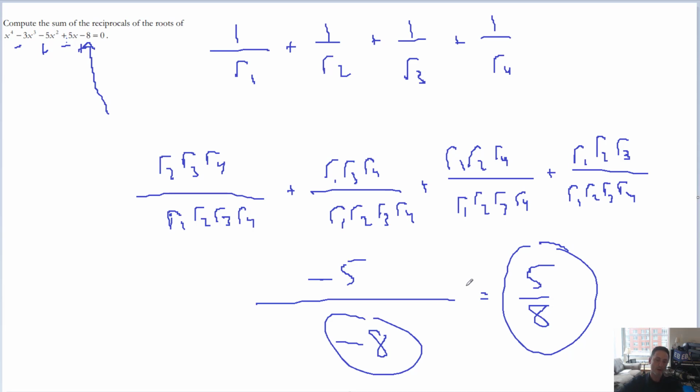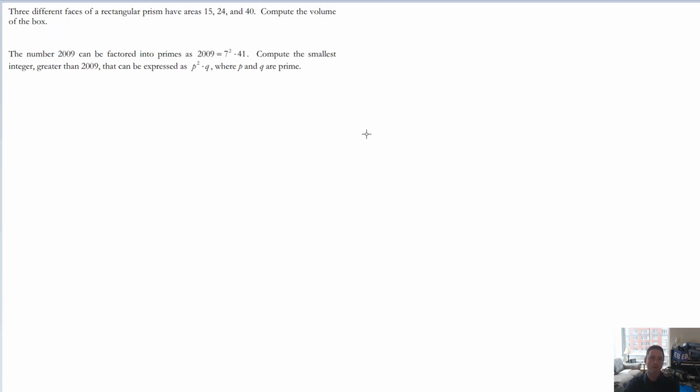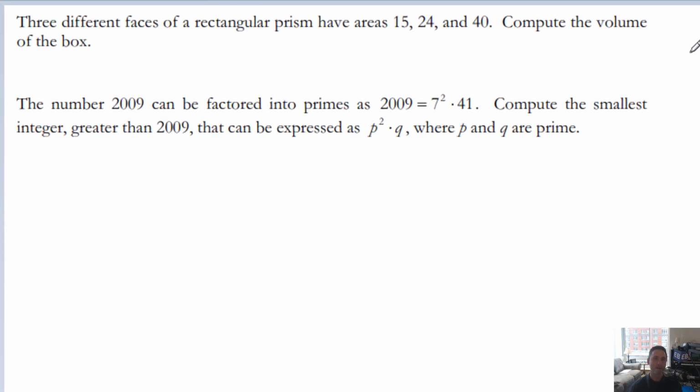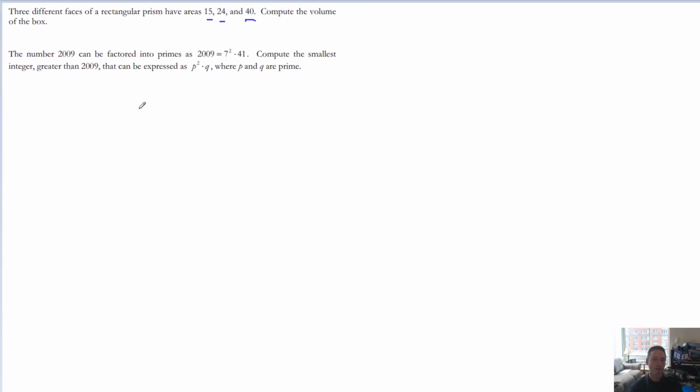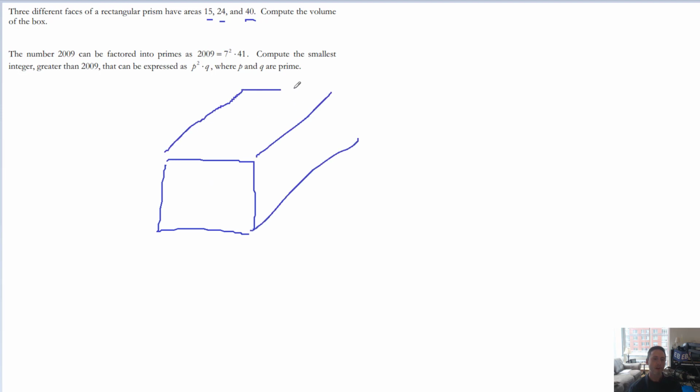I'm going to do maybe one more question here. Okay, we'll do 2 more questions because this one here is so easy. It's important. 3 different faces of a rectangular prism have areas 15, 24, and 40. A rectangular prism, of course, is also known as a box. And this question here, they set it up so easy that you could guess it.